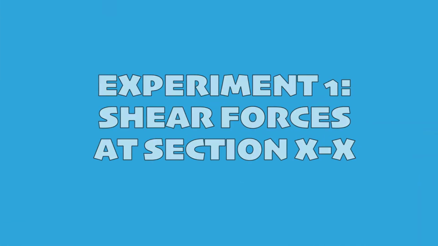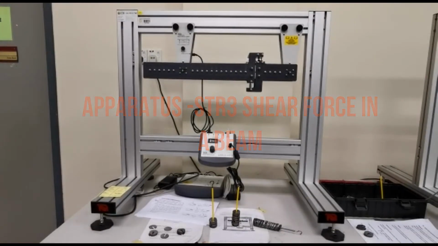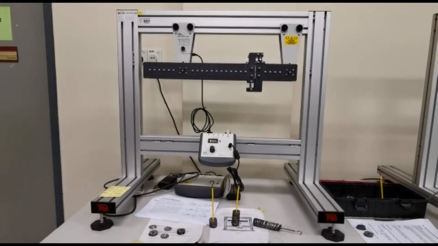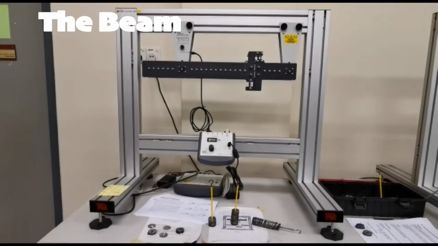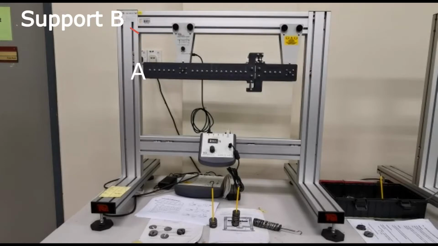Experiment of shear force at the section XX. The apparatus used is the STR3 shear force in a beam, as shown in this diagram. The simple beam is supported at two pivots at support B and C.